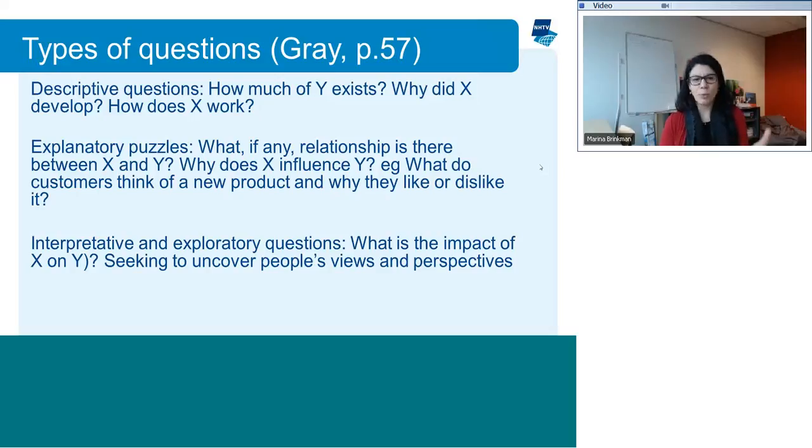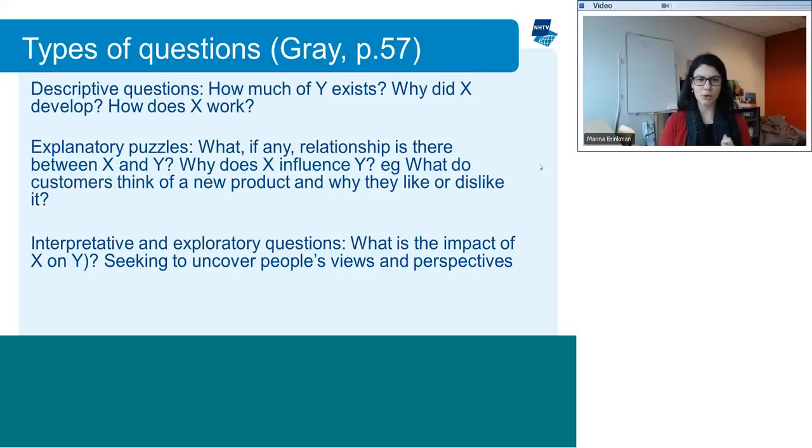Well, when we ask descriptive questions, the title says it all. We're actually describing the concept of the phenomenon of interest. For instance, how much of Y exists? Why did X develop? How does X work? Imagine that you'll be interested in resistance to change. You can ask such a descriptive question by simply asking what is the level of resistance to change, for instance. So that's a descriptive approach.